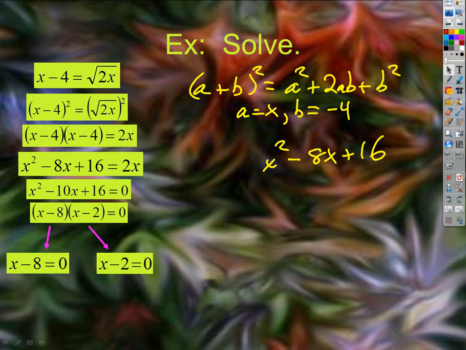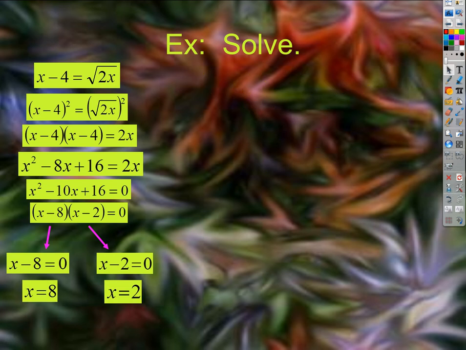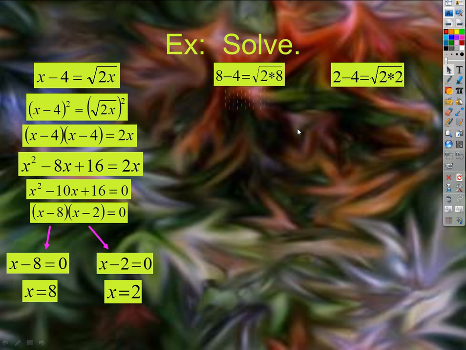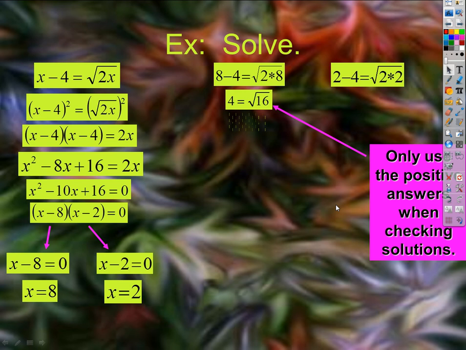Now, what do I have to do? Check them. I've got to check them. Okay, let's see what happens. If I plug in the 8: 8 minus 4 equals the square root of 2 times 8. That works, doesn't it? I get 4 equals the square root of 16. 4 equals 4. Okay, that works.